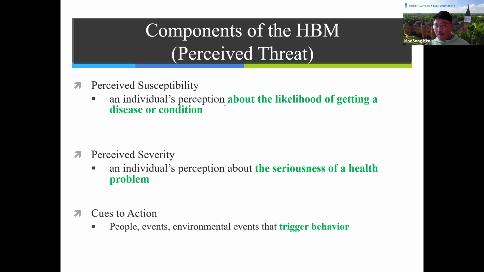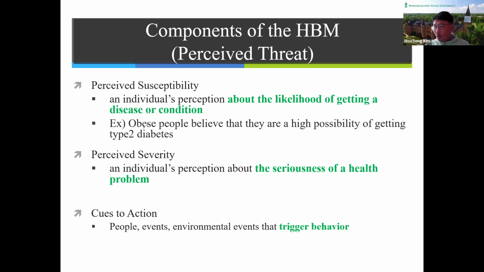So older adults perceive the susceptibility as probably higher than younger people's, right? Another example would be obese people believing they have a higher possibility of getting type 2 diabetes compared to non-obese people. And also, perceived severity is about an individual's perceptions about the seriousness of health problems.